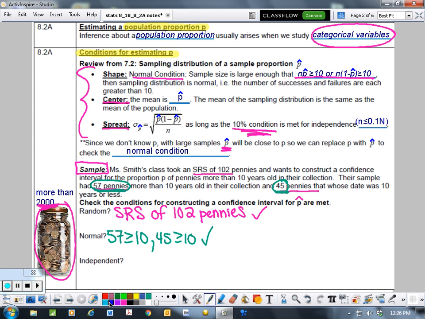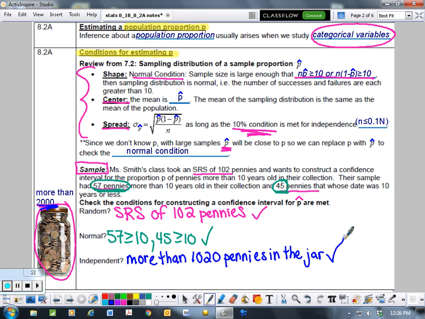And the last thing is, is it independent? Well, we probably didn't take a penny, put it back, take a penny, put it back, and go from there. So is it reasonable to assume, actually we don't have to assume because we know, there are more than 1,020 pennies in the jar. So we are good for using our standard deviation formula later on when we start calculating.